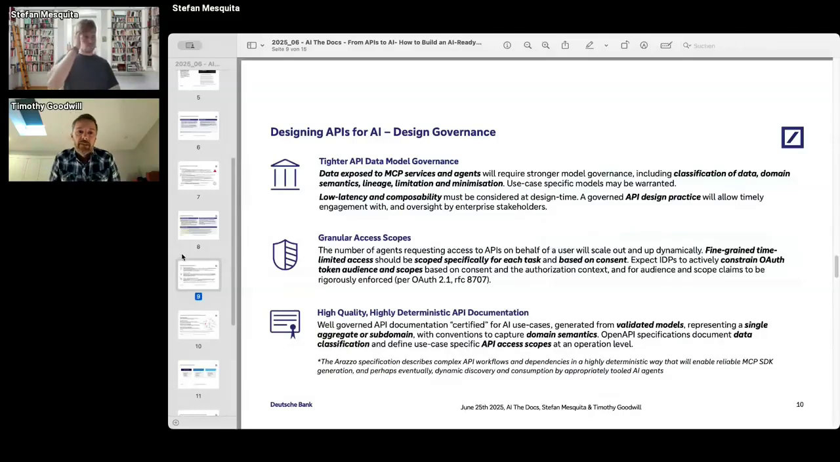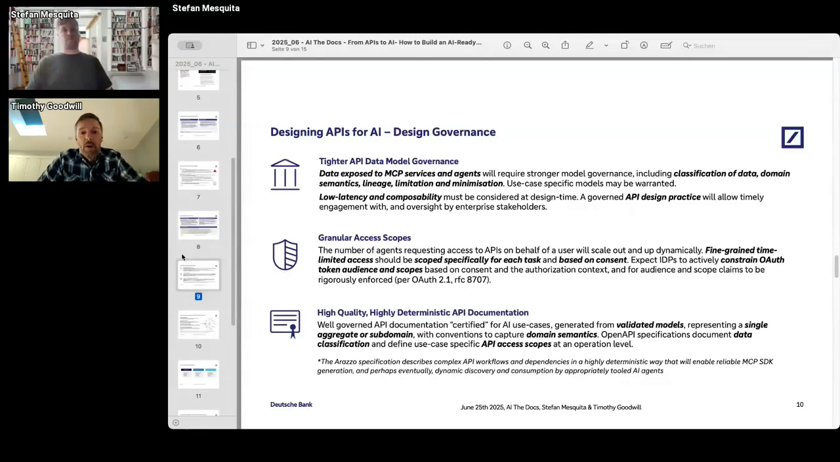So how do we apply governance? First of all, we need tighter API data model governance. Many of us have been pushing this for years, but it's not always in practice. But what we need now more than ever is a stronger model governance. We need to classify our data. We need to define the domain semantics. We need to understand the lineage.